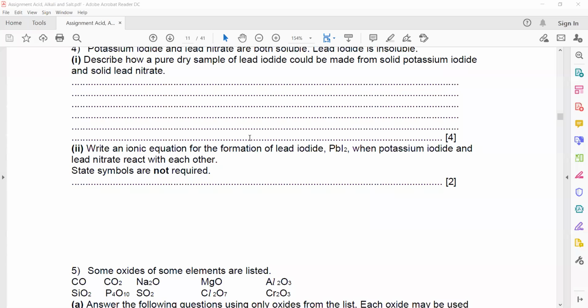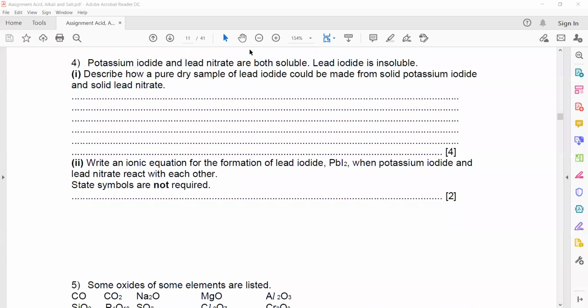Look how you will write the equation. Potassium iodide is reacting with lead nitrate. As a result, it gives lead iodide plus potassium nitrate. First thing, the equation must be balanced.